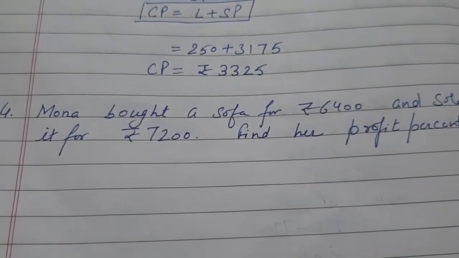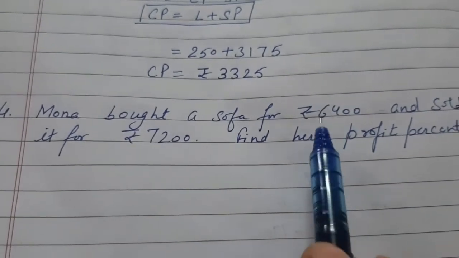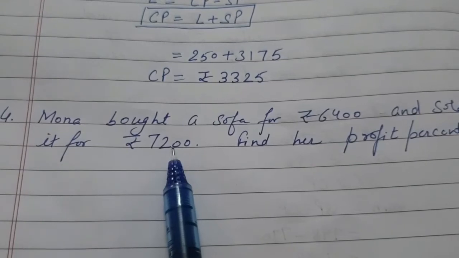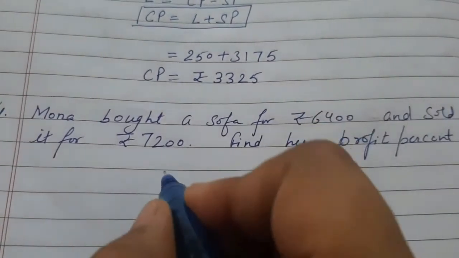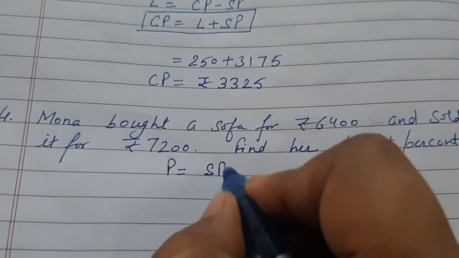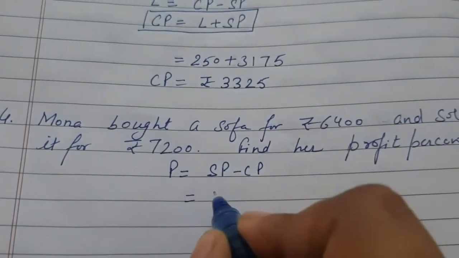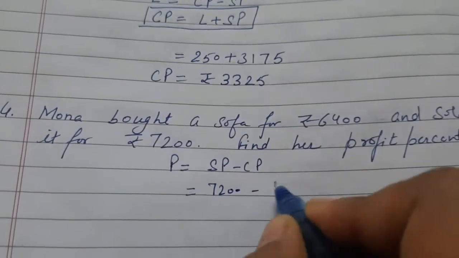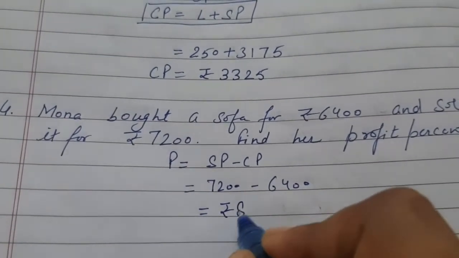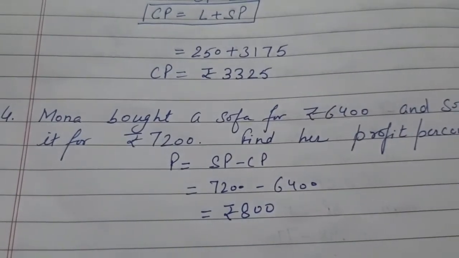Find the profit %. Now it is already clear. Sofa खरीदा 6,400 का, बेचा उसने 7,200 का. It means it is more. So there will be a profit. So I'm directly writing down the profit, that is SP minus CP. SP है हमारा 7,200, CP is 6,400. So it will come out to be rupees 800.